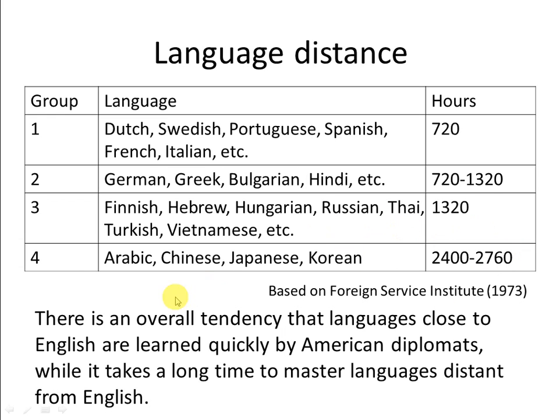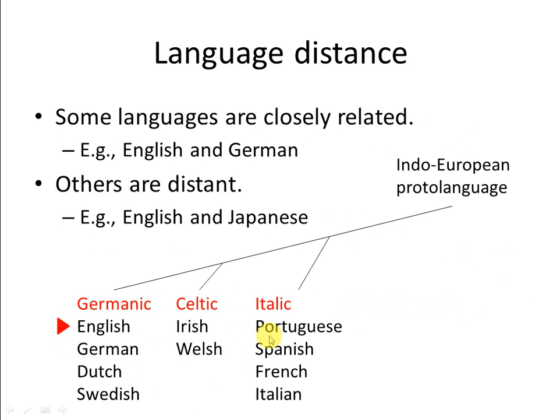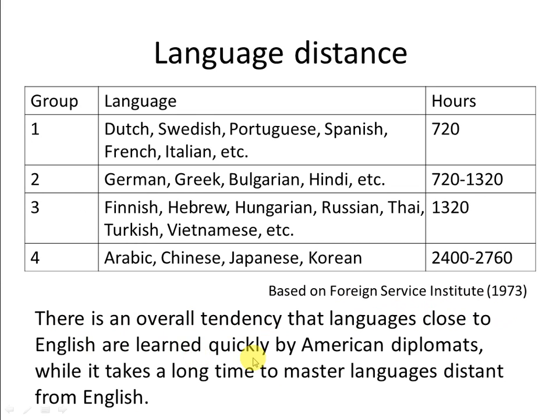It's really clear that there is an overall tendency that languages close to English are learned quickly by American diplomats, while it takes a long time to master languages that are distant from English, such as Arabic, Chinese, Japanese, and Korean. These are not related to English. I don't know about Arabic. Is there any relationship between Arabic and English? I'm not quite sure. So, if your first language is not related to your second language, usually it takes more time for you to master it. So, language distance clearly plays a role in your second language acquisition.